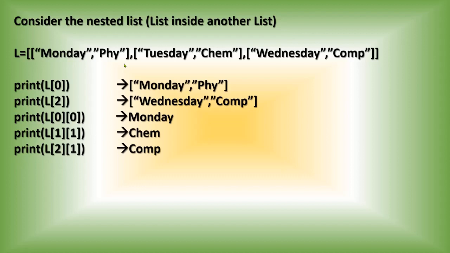Again, L of 1, 1. L of 1 means that is the second element in the list. Within that nested list, the first element. So here L of 1, 1 is Tuesday. Sorry, L of 1, 1 is Chem. L of 1, 0 is Tuesday and L of 1, 1 is Chem. So that is the way you can display the content of the list.